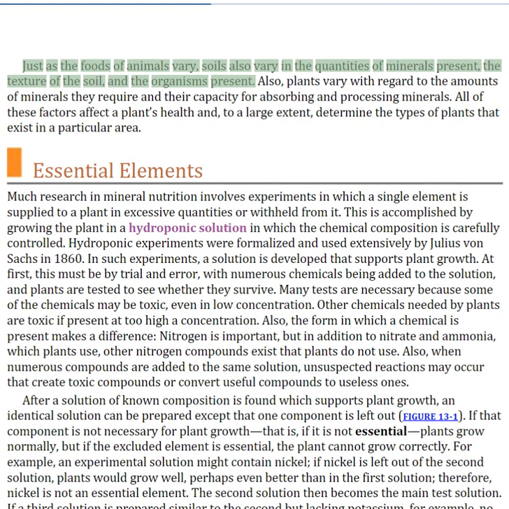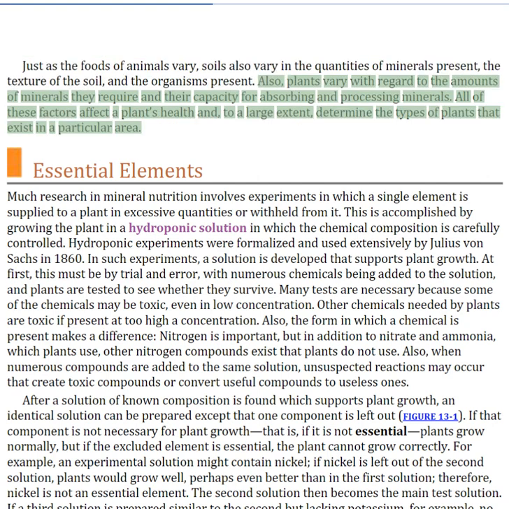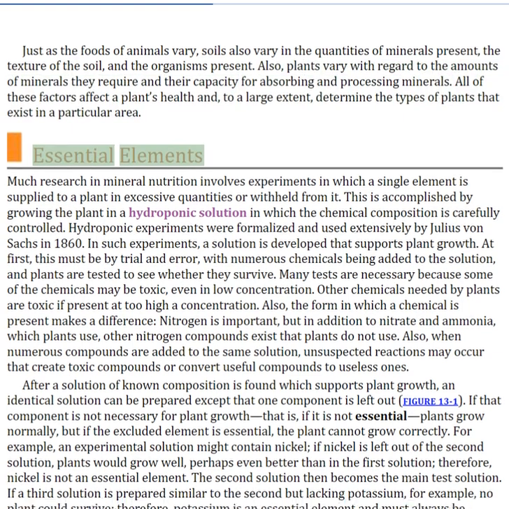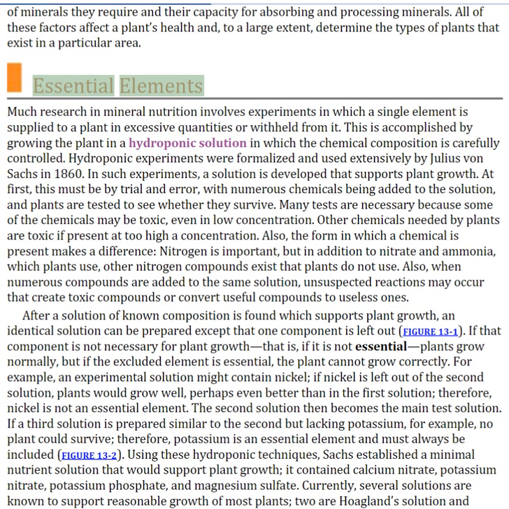Just as the foods of animals vary, soils also vary in the quantities of minerals present, the texture of the soil, and the organisms present. Also, plants vary with regard to the amounts of minerals they require and their capacity for absorbing and processing minerals. All of these factors affect a plant's health and, to a large extent, determine the types of plants that exist in a particular area. Essential elements.